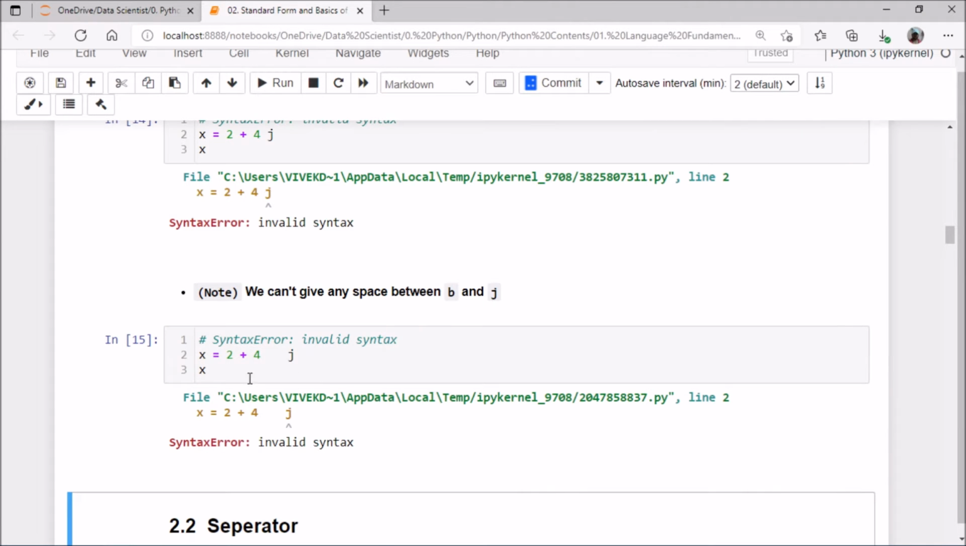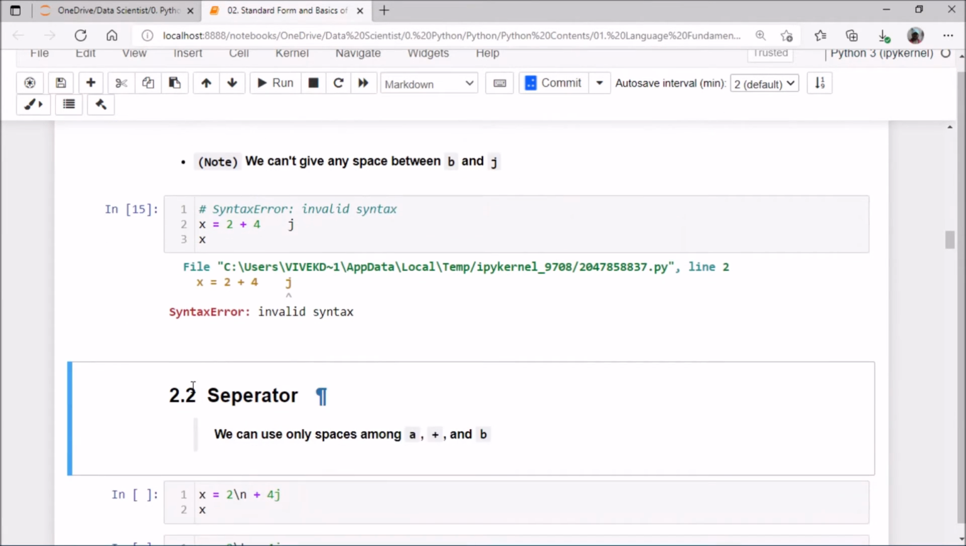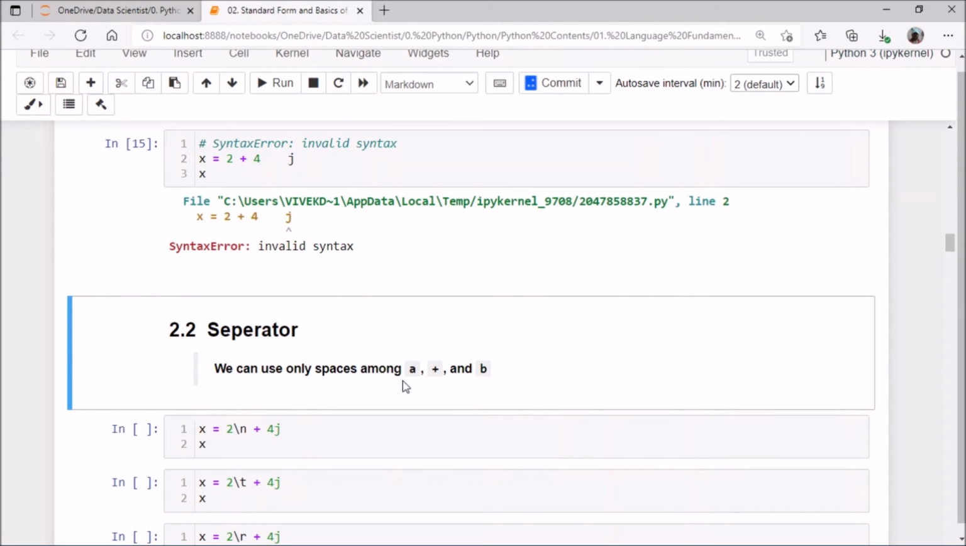Okay. And now the term is separator. Like, which kind of separator can we use? Separator means what? Can I use a comma or not? Spaces are also a kind of separator. So that's why I'm handling here whether a comma should be used or not.